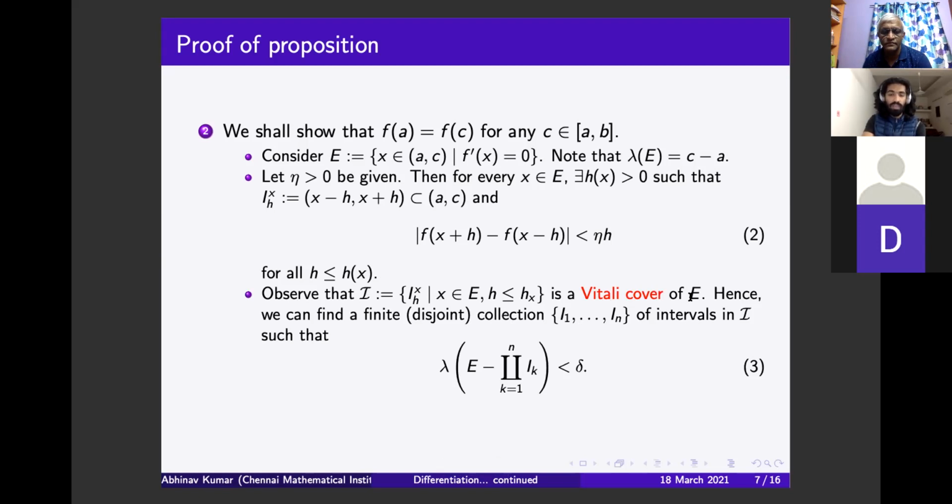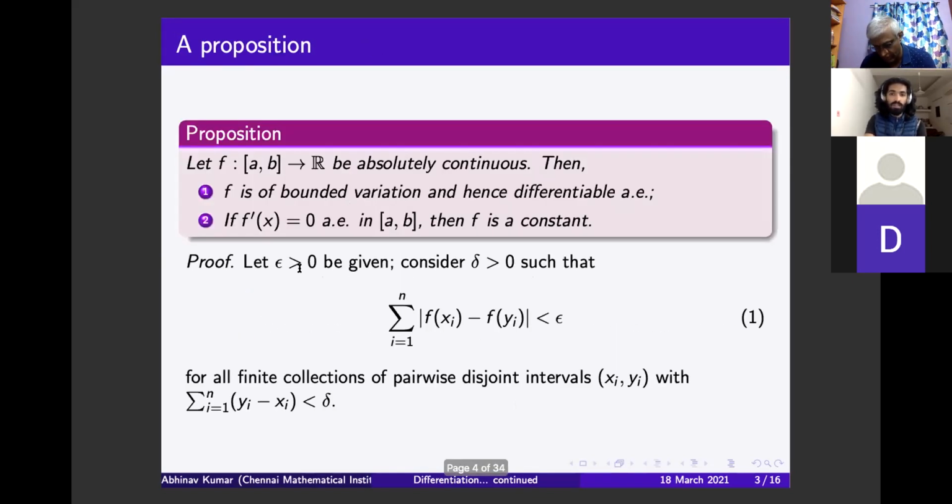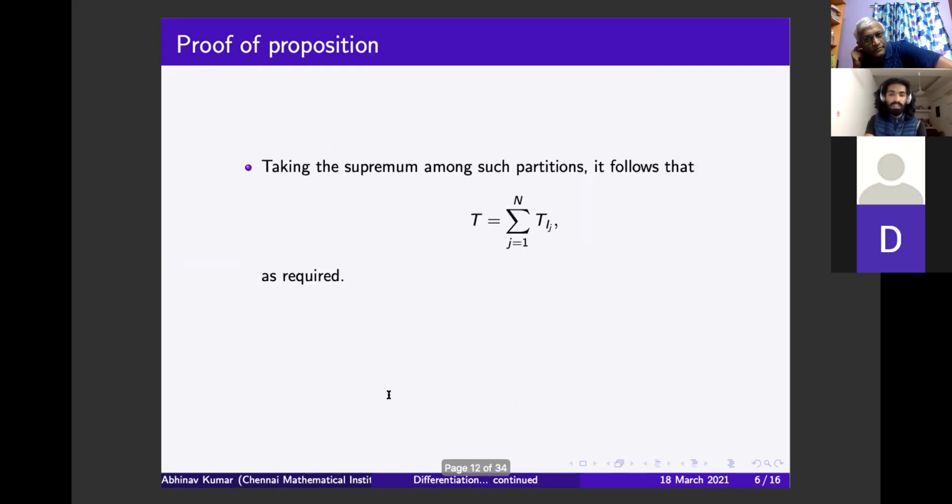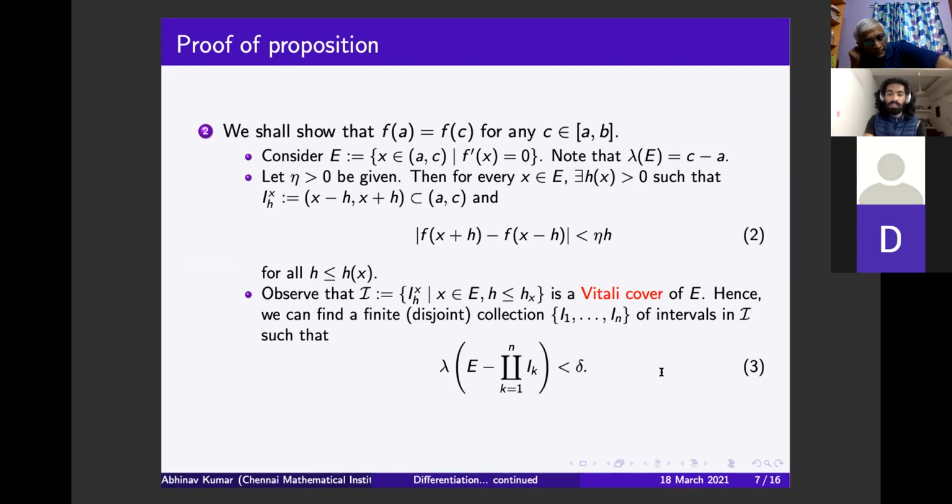Now observe that this particular collection is a Vitali cover of E. We just take all the points within our set and all h less than or equal to h of x. So this gives a Vitali cover. Vitali covers were talked about by Richik, and as proved by Richik, we can find a finite disjoint collection of intervals within our Vitali cover such that this is true. This is precisely what he proved. And here delta is the delta which we have fixed before: we had fixed epsilon, and thus by hypothesis there is a fixed delta, and each time we refer to delta after this, it is that same delta. So such that this is less than delta.